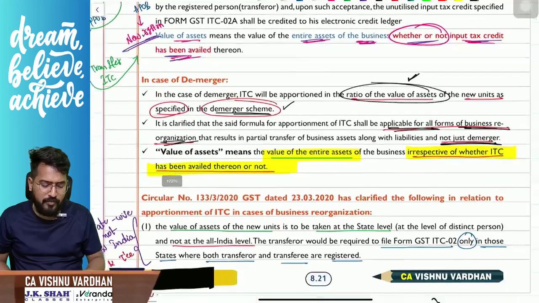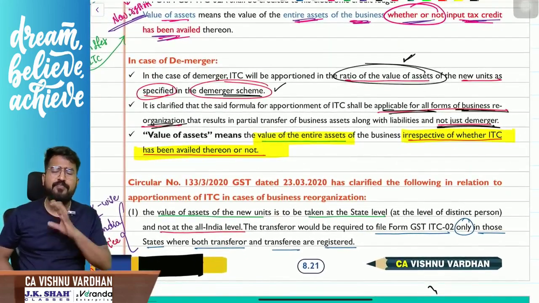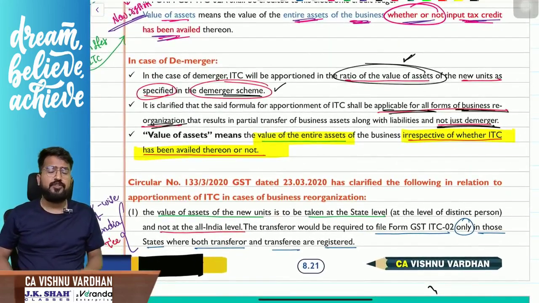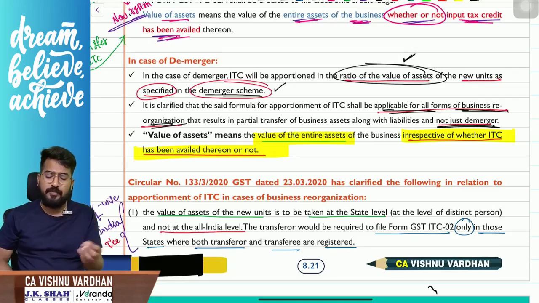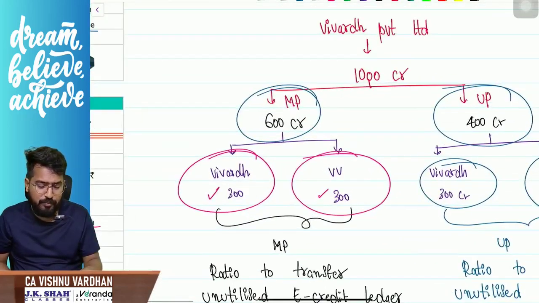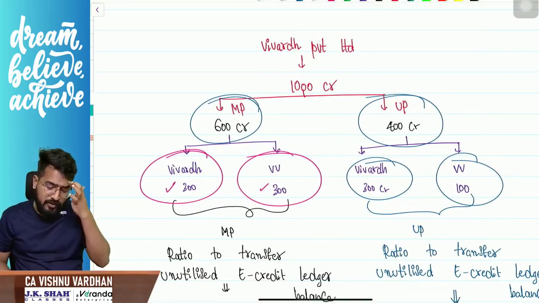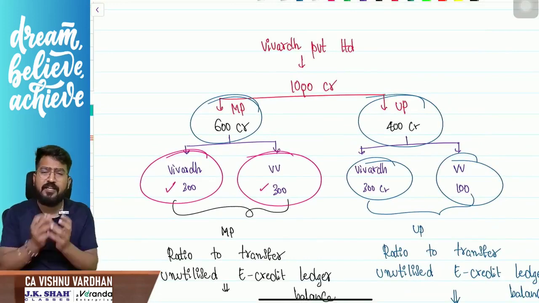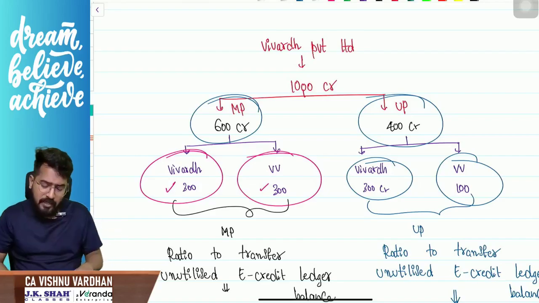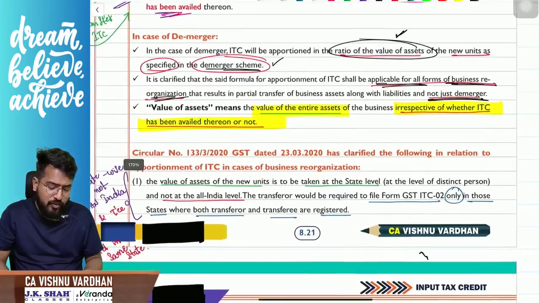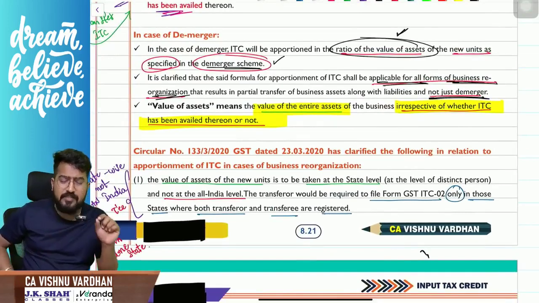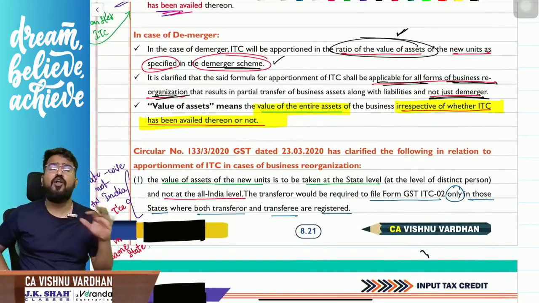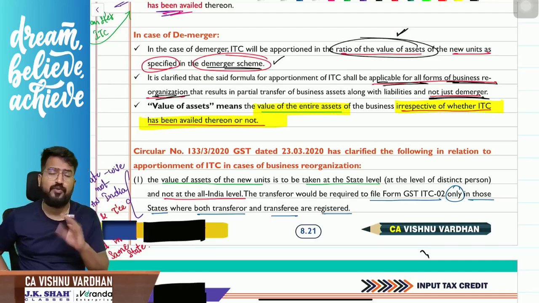Now with respect to demerger here, they have given a way how to do this. In a demerger also, we are splitting the businesses and there is a demerged entity coming into the picture. The existing entity, let us assume Vivarth Private Limited, we are dividing into Vivarth and VV. So that way, with the demerged entity, we can split the ITC balance also. Here they have given how you do that, the distribution etc. of ITC. This is applicable for all forms of business reorganizations, not only for demerger.